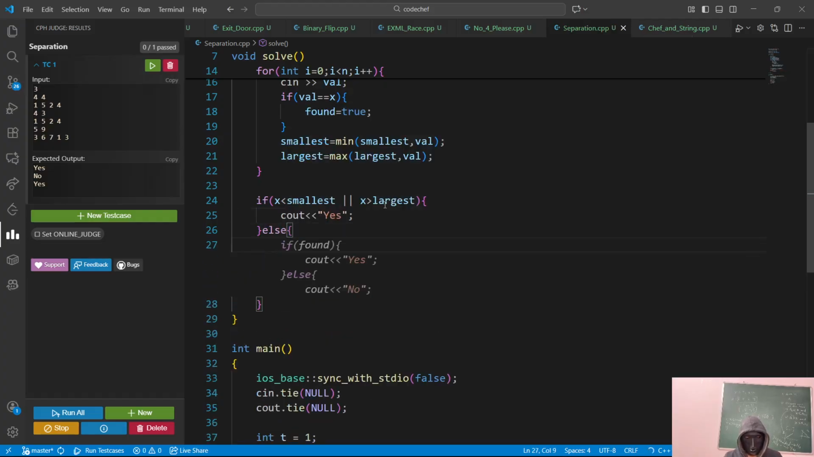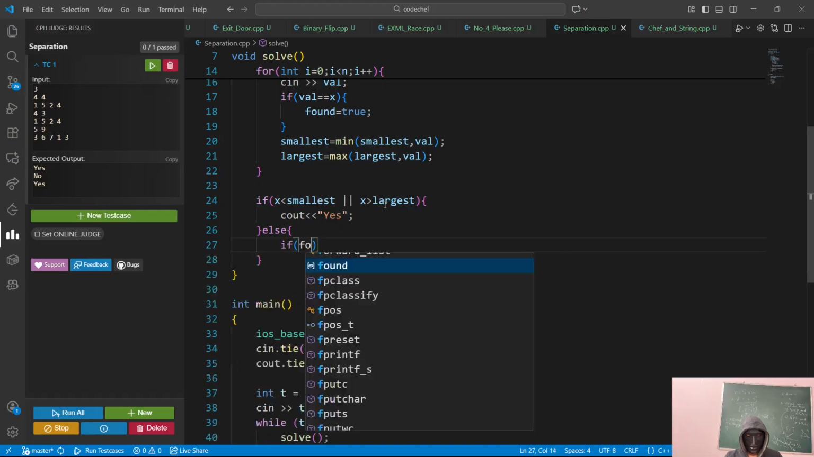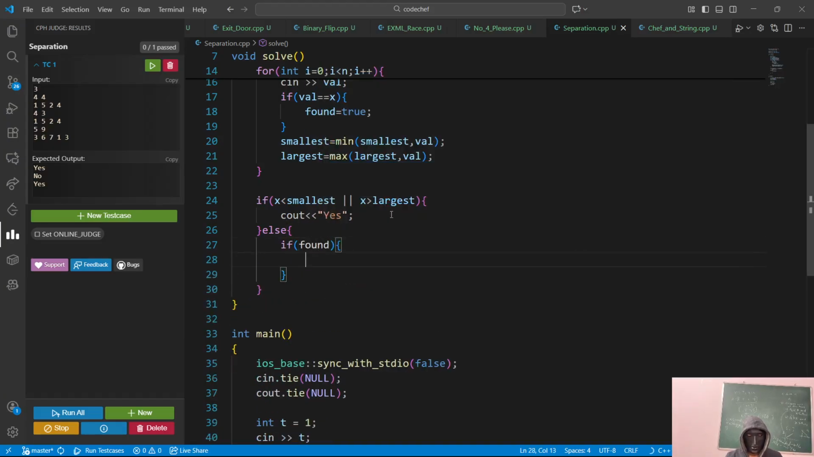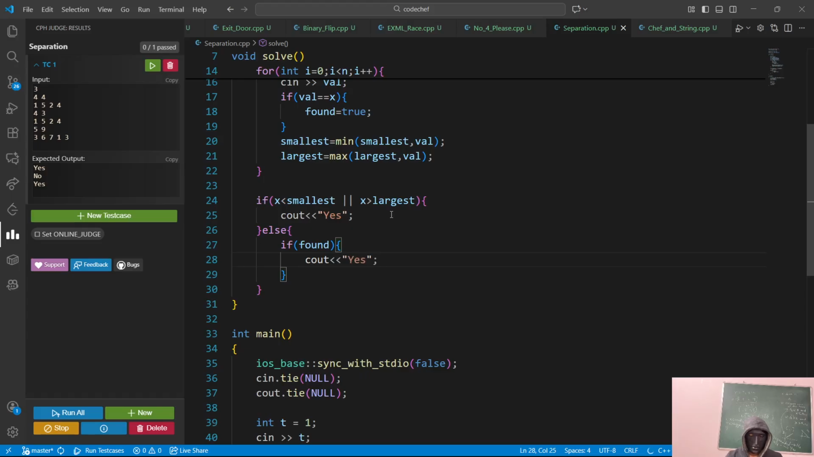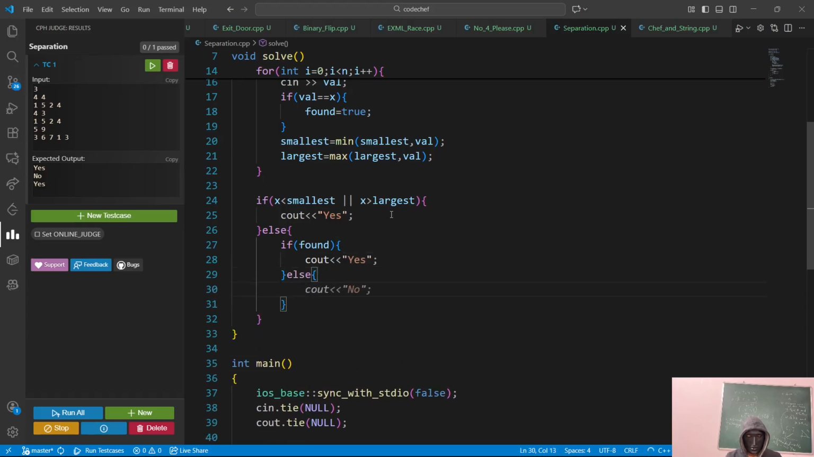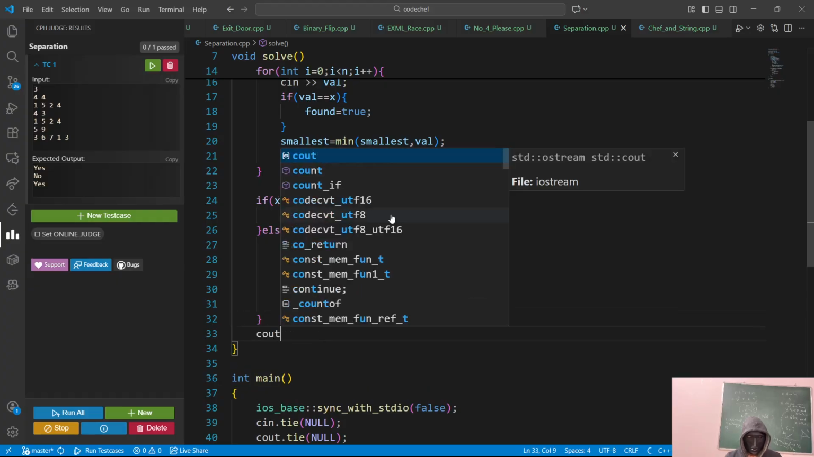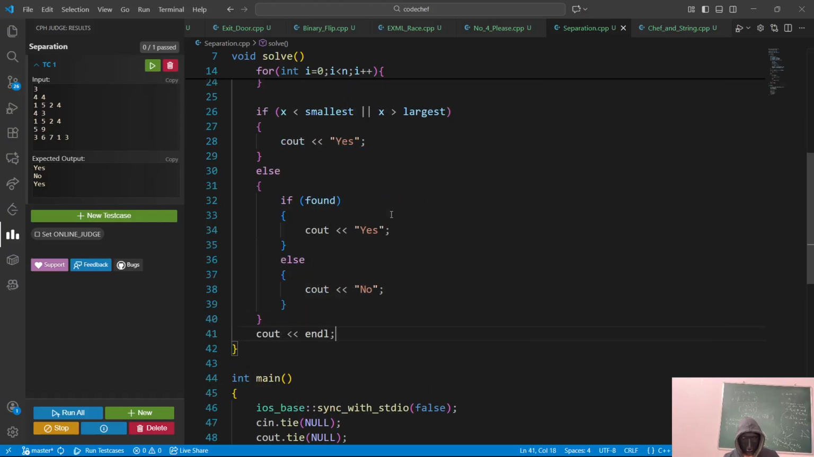And if it is not the case, then obviously your x is between smallest and largest. Now we need to check if found is true, which means your x is present in the array. So in that case, as we have seen, we could make an arrangement wherein it is not separated. So in this case your answer will be yes, else your answer is going to be no. At the end, don't forget to print.